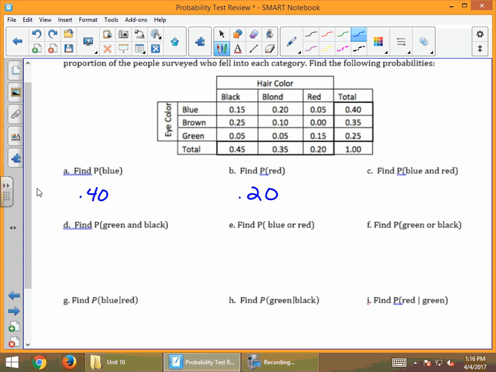And then for C, it says find the probability of blue and red. Whenever you see the word and, there's no special formula you have to use. All right? That's only for or. When you see the word and, you just go to blue, you go to red, see where they intersect. What's the probability of blue and red? 0.05. There's no extra work for and, you just look on the table.